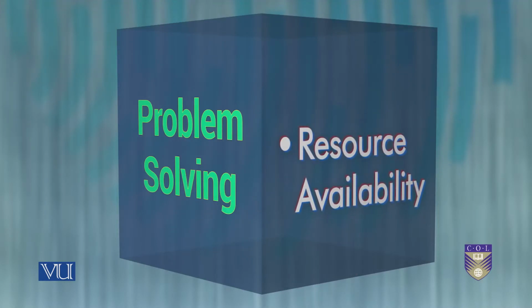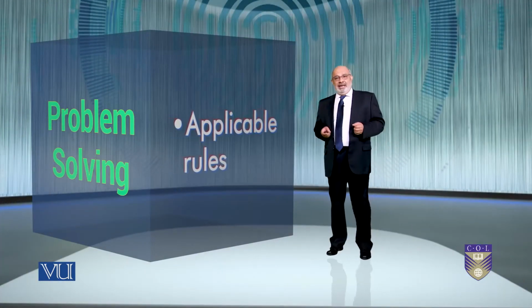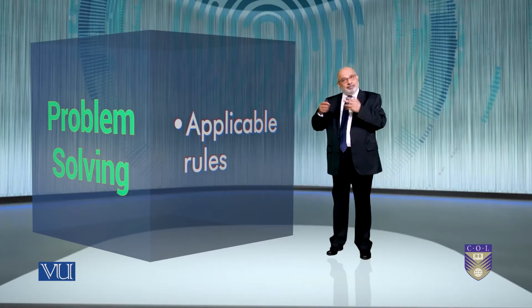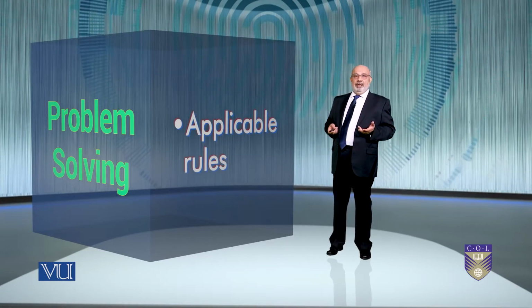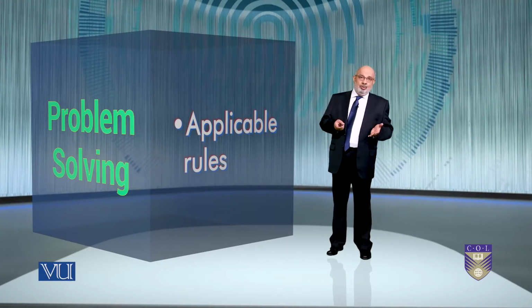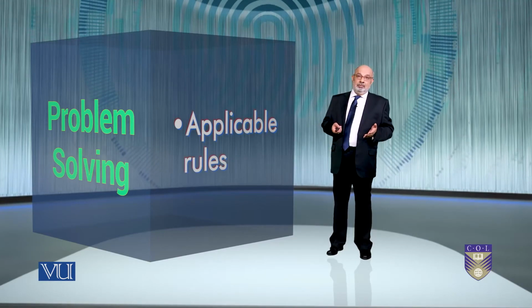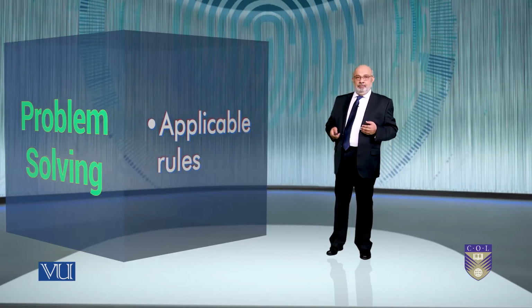Resource availability. What kind of resources do you have at your disposal in order to solve the problem? What are the rules applicable? What does the problem tell us about the rules? What I can do, what I cannot do, what you can do, what you cannot do. Time, for instance, is not infinite, and in the case of the mouse, you might want to say it must get to the cheese as soon as possible. It might die away, it's too hungry.